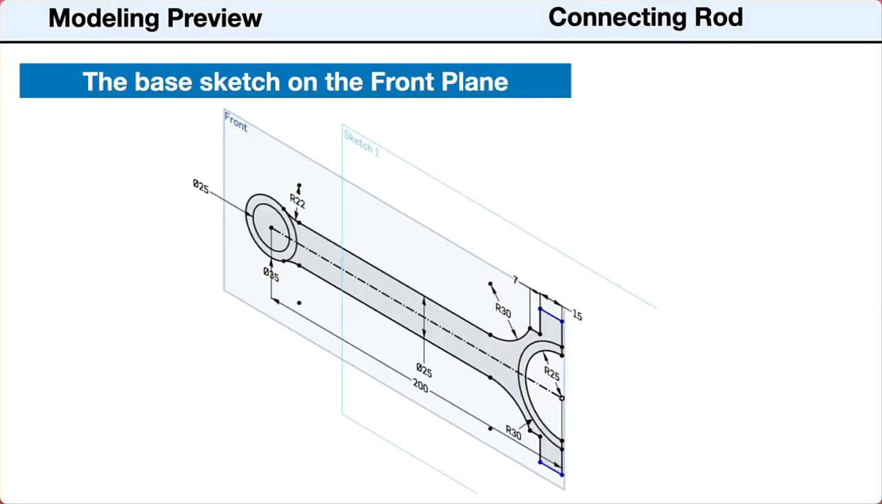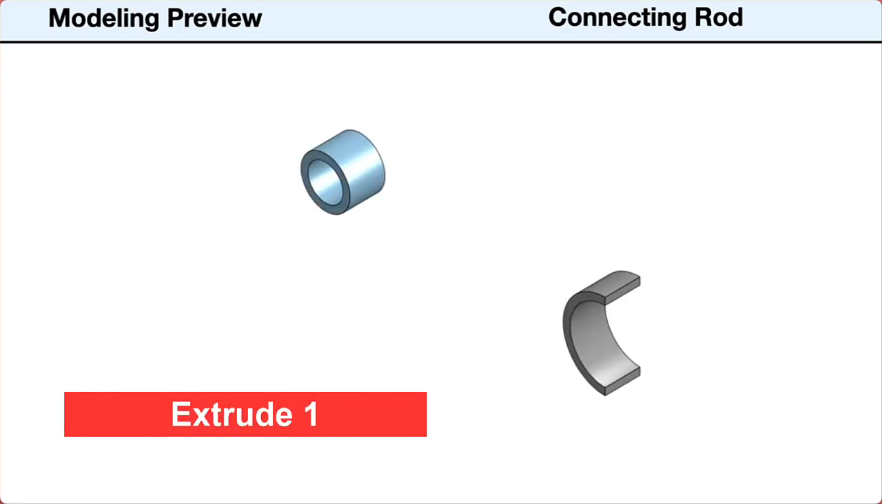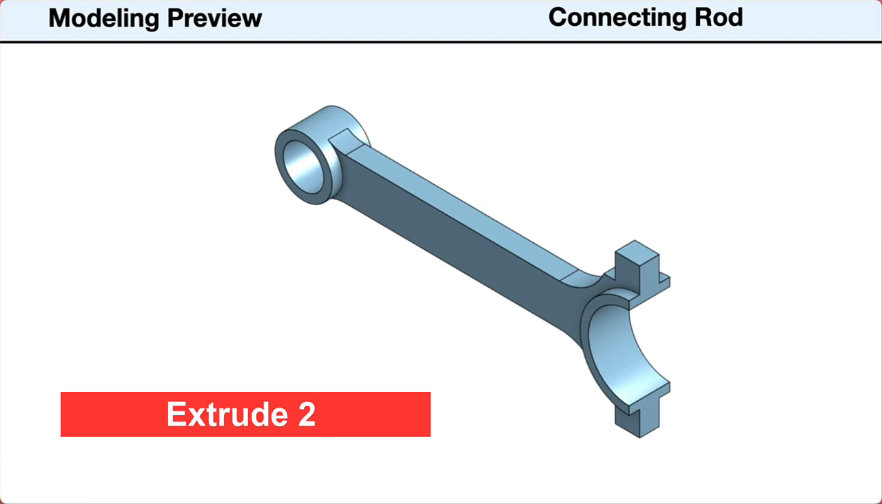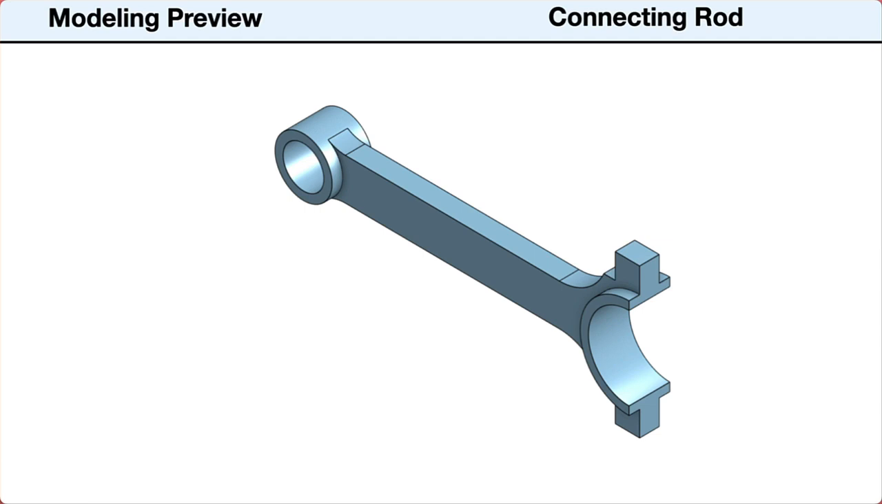Sketch 1 will be placed on the front sketch plane and the origin will be placed at the center of the big end of the rod. This is the base sketch. From sketch 1, extrude 1 will add the thickness for the bearing ends of the rod. Sketch 1 will be used again for extrude 2 to create the thickness for the center beam and end features.